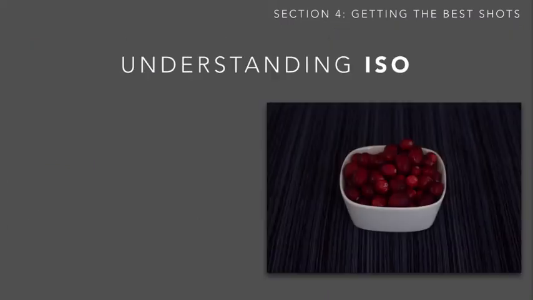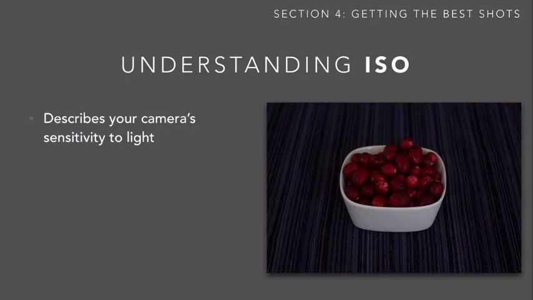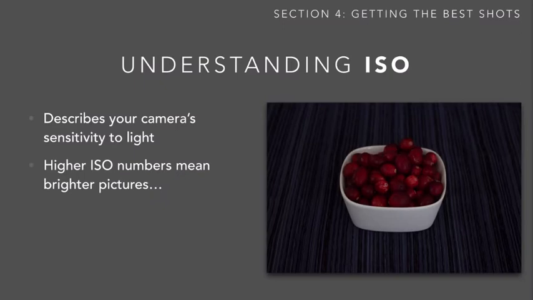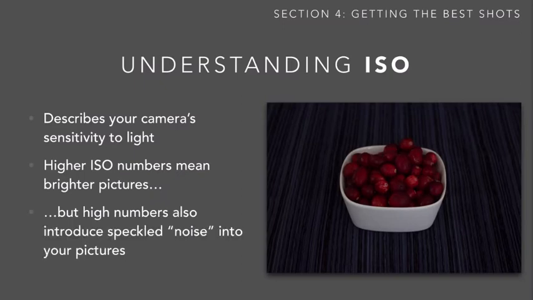Now the third aspect is the ISO. This is an acronym that describes your camera's sensitivity to light. Now, a higher ISO number means better pictures, but it's also going to introduce speckled noise into your picture. You know those little dots that look like speckly static? Those are noise. And the higher your ISO number, the more noise you're going to get.